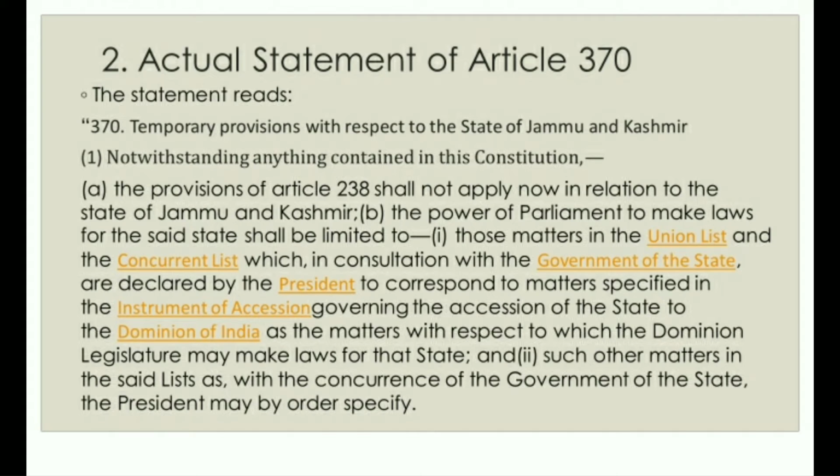Those matters in the Union list and the concurrent list which, in consultation with the government of the state, are declared by the President to correspond to matters specified in the instrument of accession governing the accession of the state to the Dominion of India as the matters with respect to which the Dominion legislature may make laws for that state, and 2. Such other matters in the said lists as, with the concurrence of the government of the state, the President may by order specify.